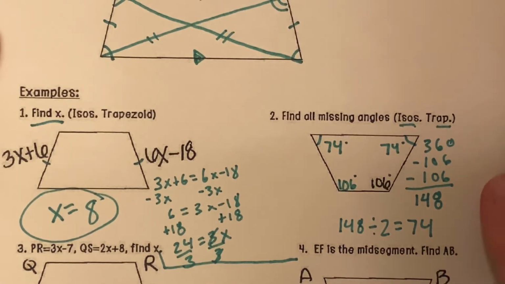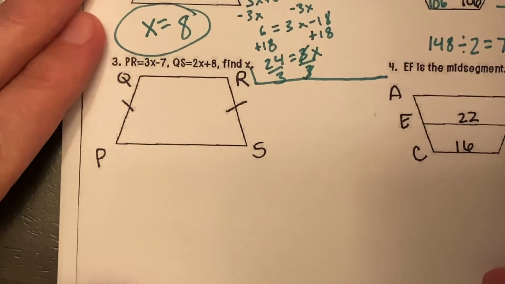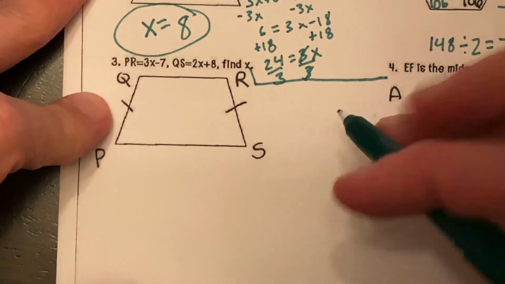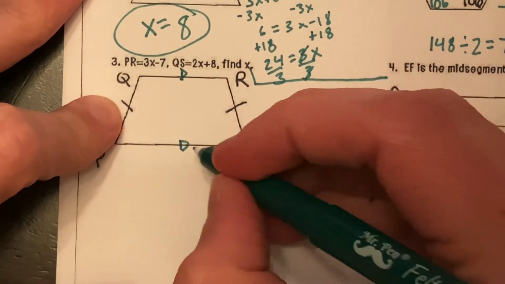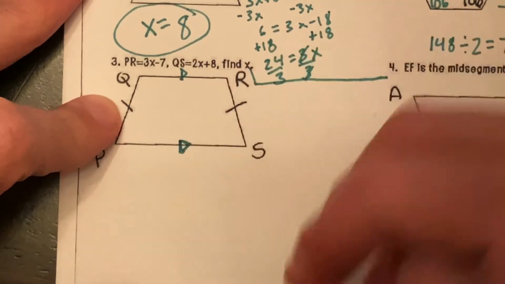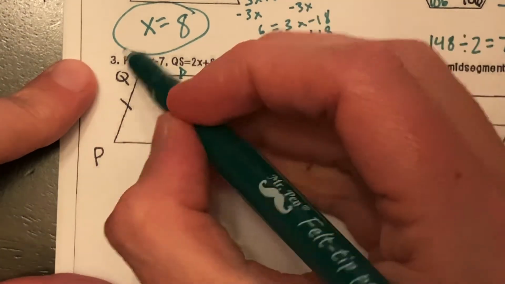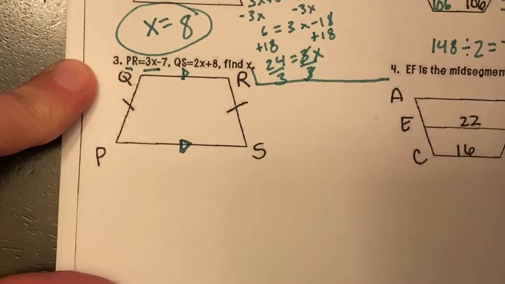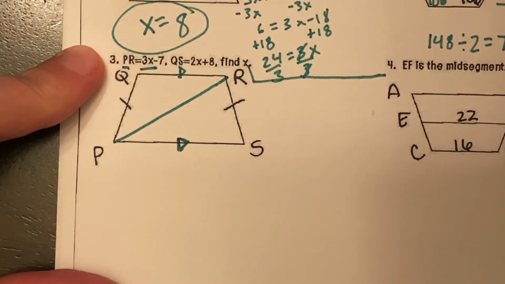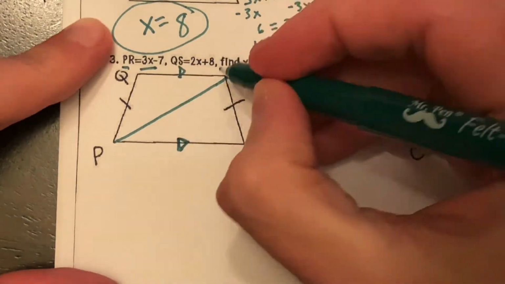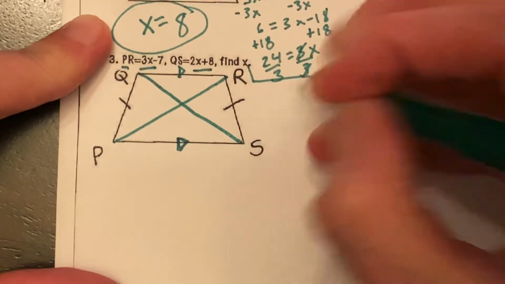All right, let's move on to number 3. So notice we have the parallel lines, okay? And we have two congruent sides. So this is an isosceles trapezoid again. And it says P to R is 3x minus 7. So 3x minus 7, P to R. And Q to S is 2x plus 8. So Q to S is 2x plus 8.